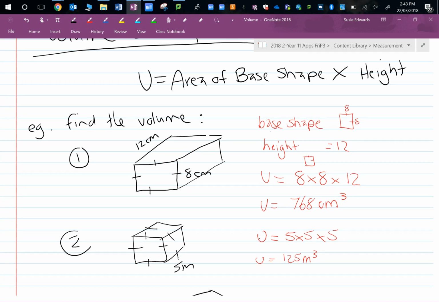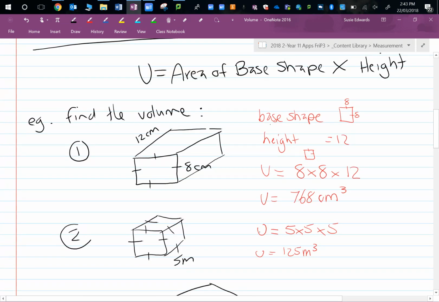All right. Okay, everyone okay with them? Length times width times height for any sort of cube or rectangular prism. All right, next shape. If we have a triangular prism, so something which looks like this. What's the base shape? The triangle. How do we find the area of that? Half times base times height.